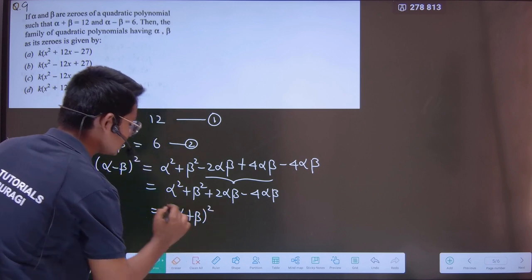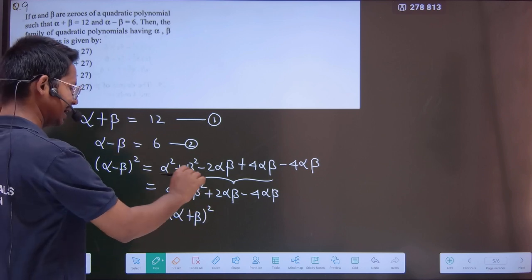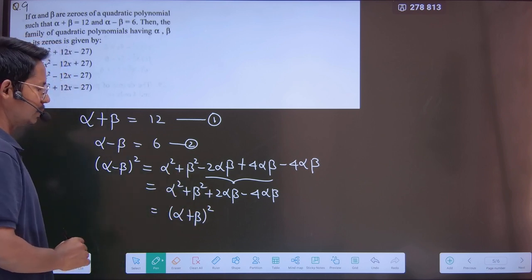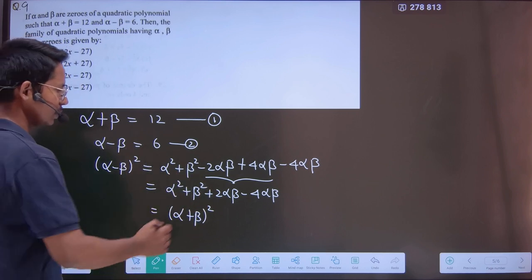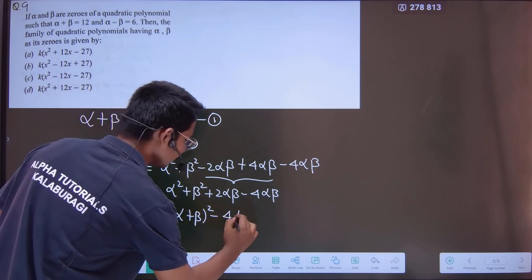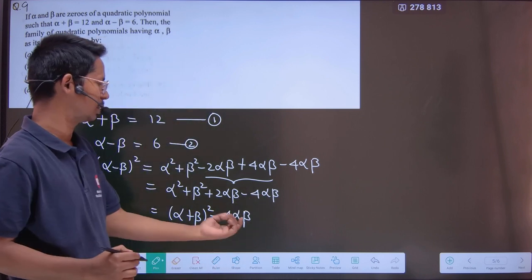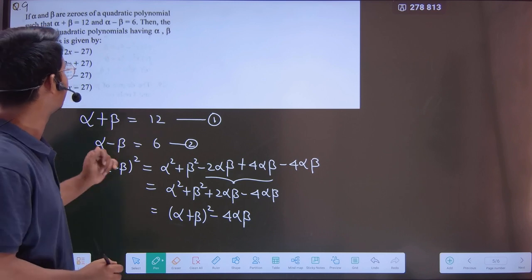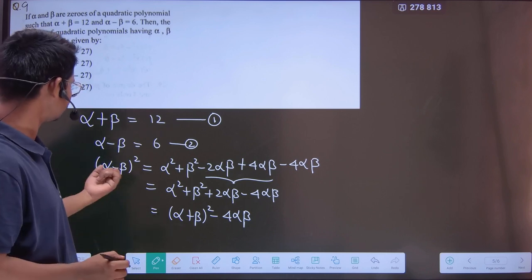I mean, I have got the sum of zeros. Whole square you can get, but you should not get alpha square and beta square. Minus 4 alpha beta. Yes, product of zeros. Yes, now we will make use of this.